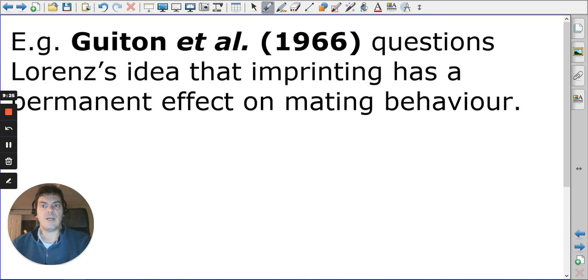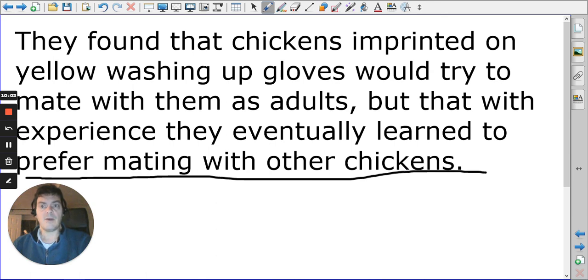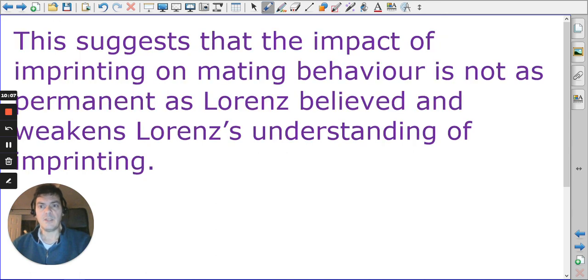Guiton famously tried to study this mating behavior and reared chickens using one of those yellow washing up gloves, and to make it slightly crude, yes, these chickens would naturally try to mate with the yellow glove, mostly because they were a little bit inexperienced and didn't know what to do. But eventually, when they were able to be successful, they preferred to mate with other chickens rather than with the rubber glove. So it could be that the imprinting that we're talking about is not as permanent as Lorenz would like us to believe, and therefore this is a criticism of Lorenz's research.